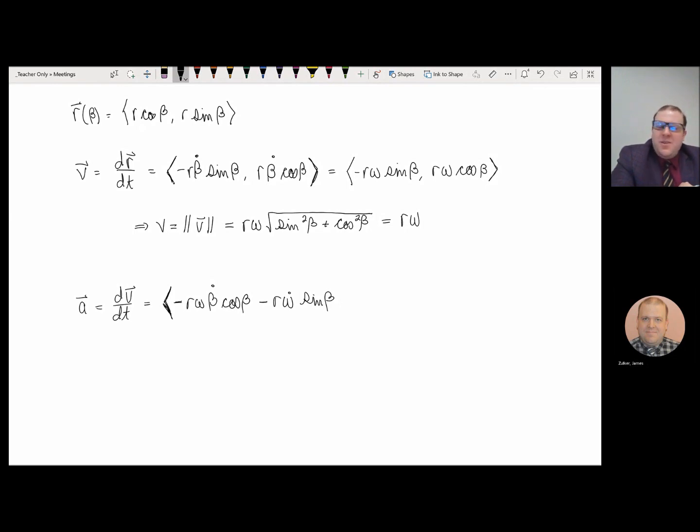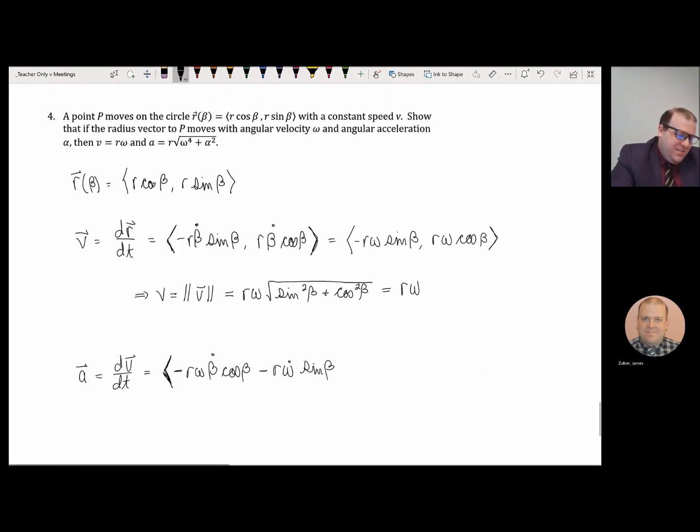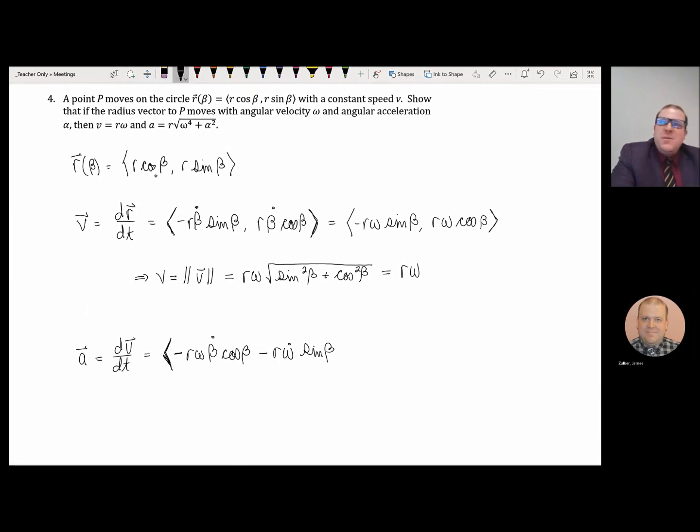Now, we know that r is constant because we're told this is a circle. If it was not a circle, r would also be a function of time, right? Because it'd be a function of position. In which case, velocity would have been a product rule, and then acceleration would be a double product rule, which is always fun.